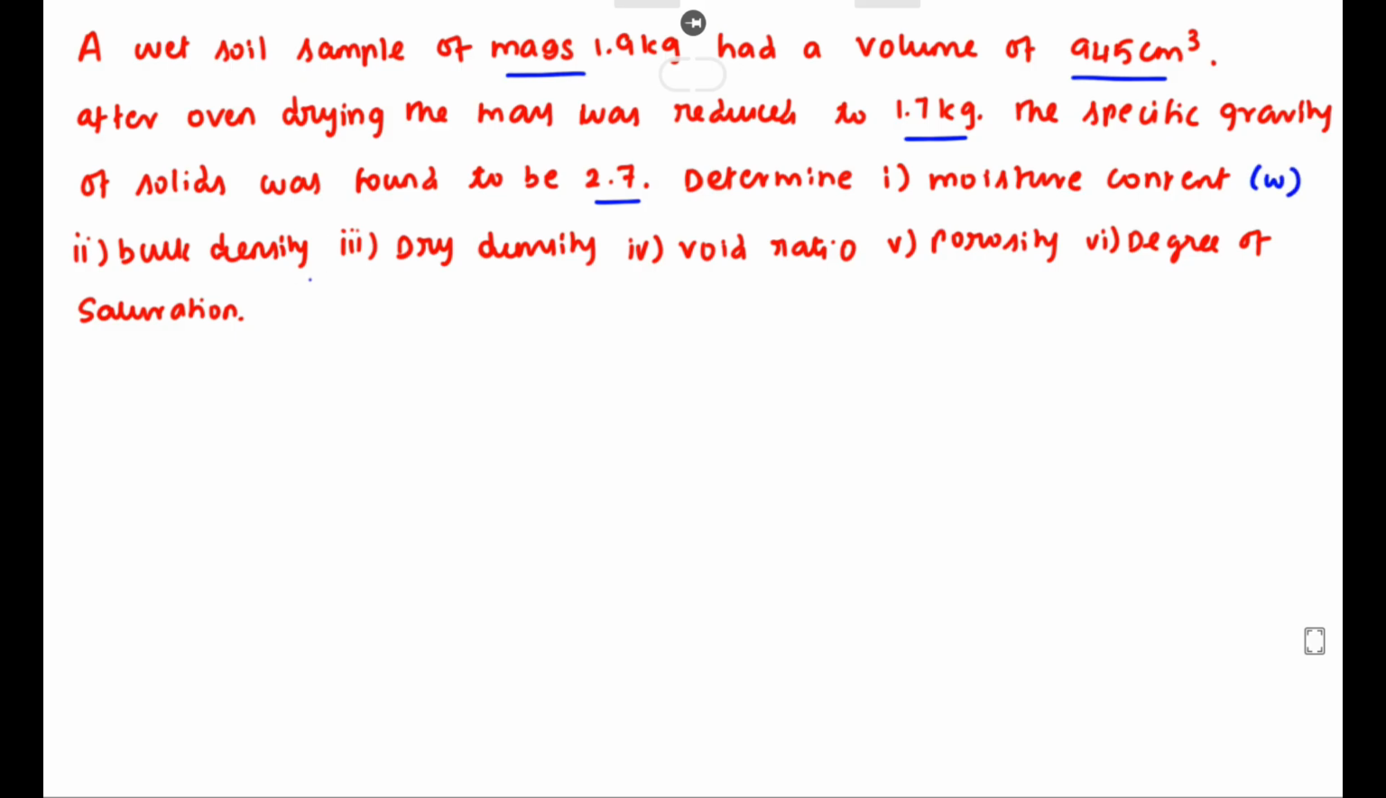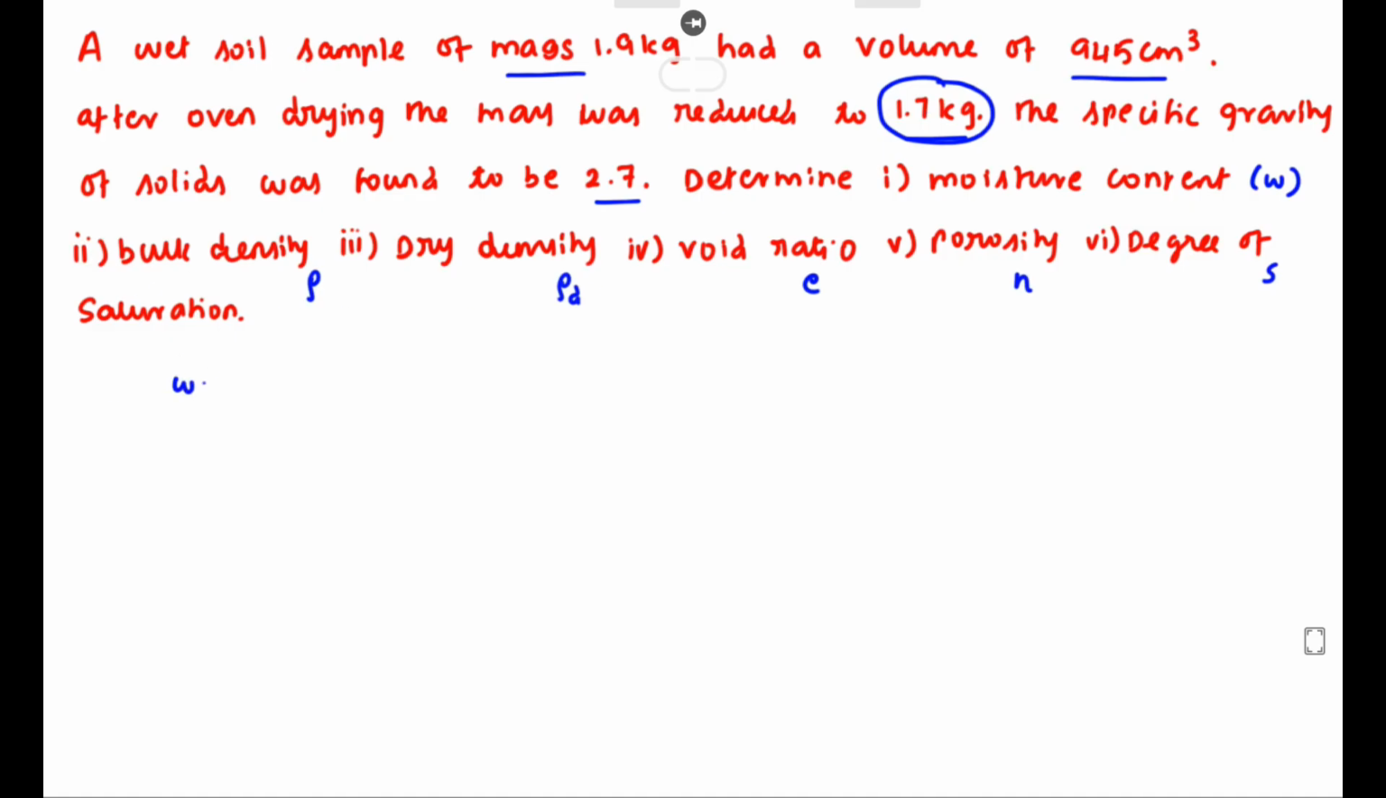Then the bulk density rho, then the dry density rho d, then the void ratio e, then the porosity n, then the degree of saturation S. So we have to find out all those things. Now the soil mass is weighing 1.9 kg. After that we place it in an oven. After oven drying it weighs 1.7 kg. Okay, so now we can find out the water content using this relation.